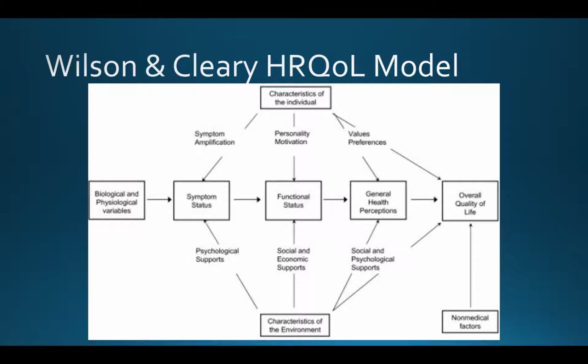Their model is a taxonomy that includes 5 major well-defined domains: biological, symptoms, function, general health perception, and overall health-related quality of life. However, the definitions for 2 other domains, individual and environmental, that were included in their model were never really made explicit. Each domain is related to the others, and reciprocal relationships may exist. The authors also suggested that the environmental and individual factors are associated with outcomes, thus affecting total health-related quality of life.